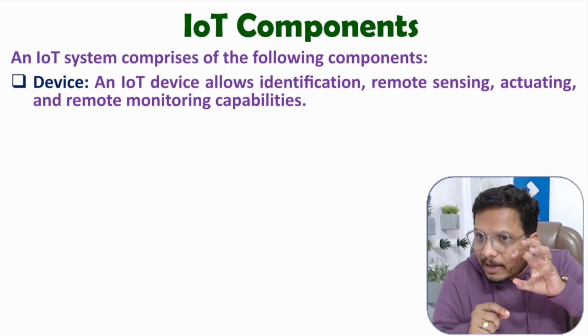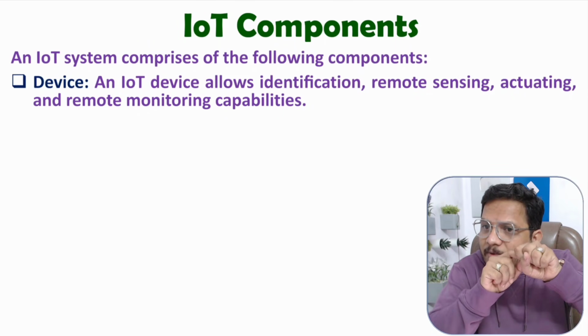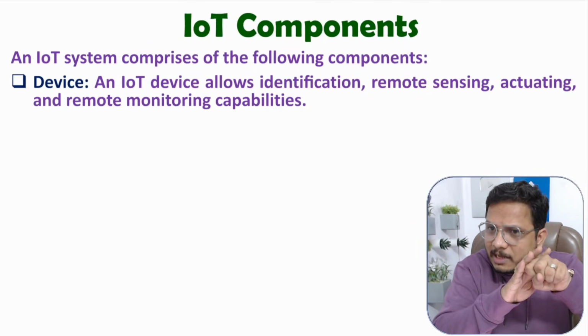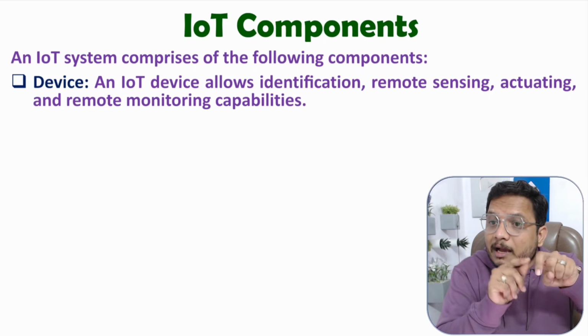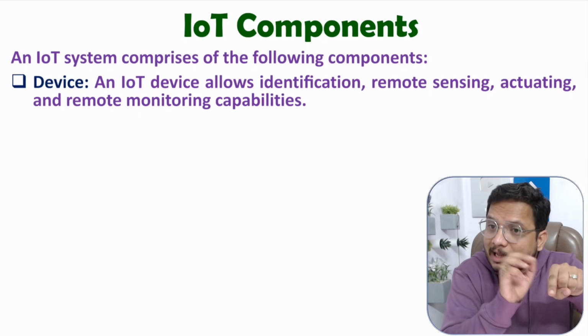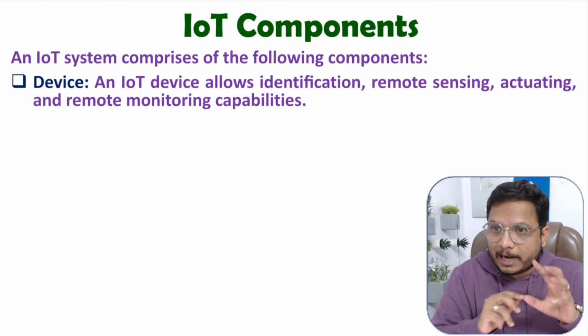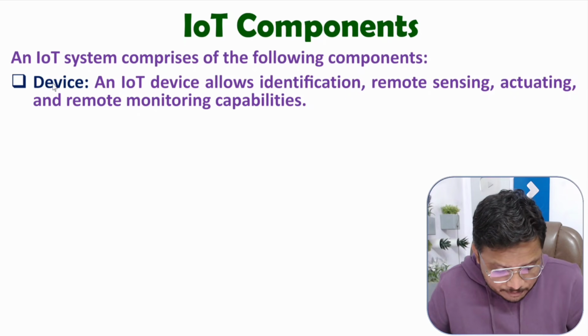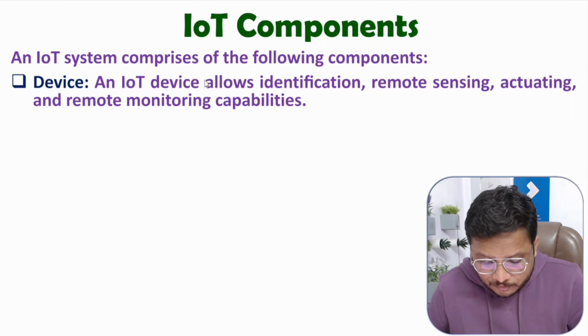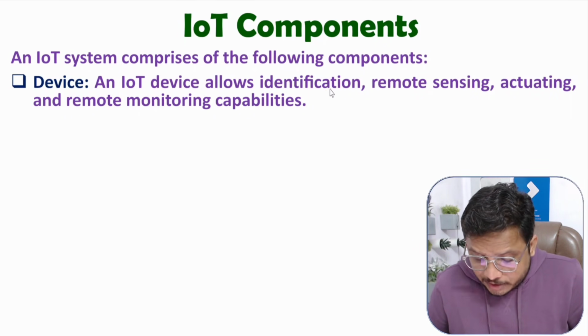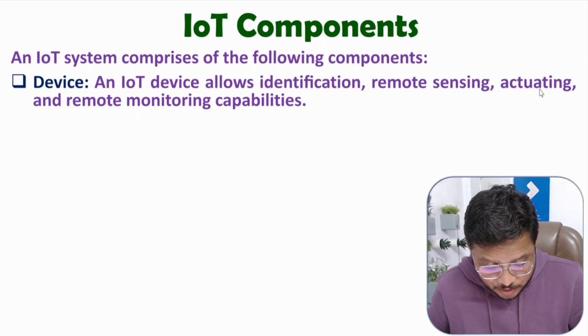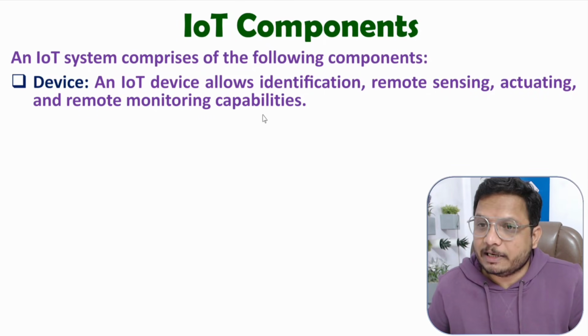So here there will be a device. This device will be giving physical data to the cloud, and this device will be giving commands to the actuator, and that command will come from the internet, right? So here device means a physical device that allows identification, remote sensing, actuating, and remote monitoring capabilities.